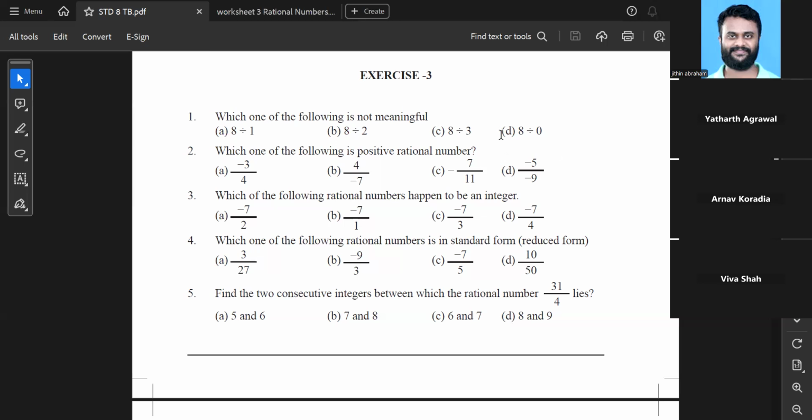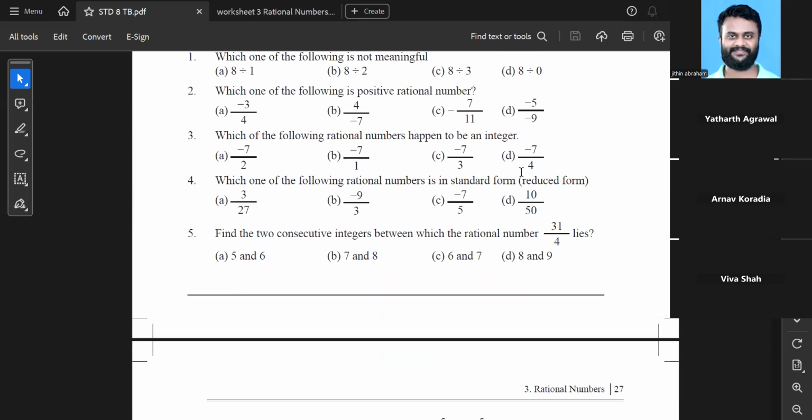The answer is option D, 8 divided by 0. Which one of the following is a positive rational number? Again, give me your answer in the chat box only. You don't have to write the numbers, just write the option. That's awesome. Everyone has given me the correct answer. The answer is option D because the minus signs in the numerator and denominator cancel each other.